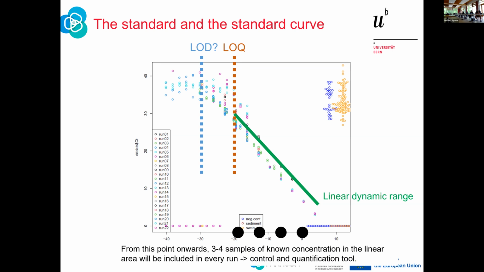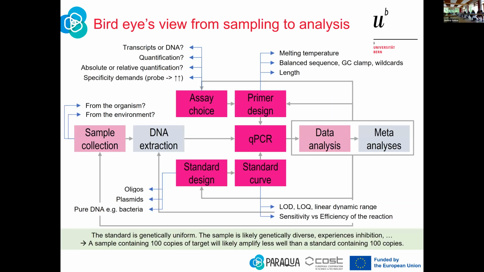After a few months, you know how reliable your pipetting is, you know how many replicates of this you need, and at some point, usually that's your permanent internal control. Okay, standard curve. So we have this LOD, LOQ, linear dynamic range. These are important, and sensitivity versus efficiency of the reaction. Know these if you do a qPCR.